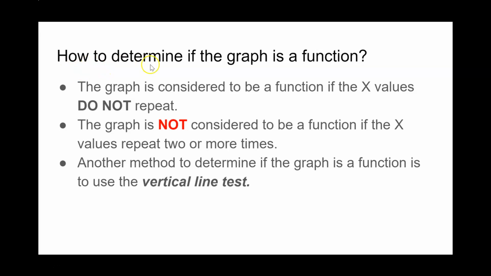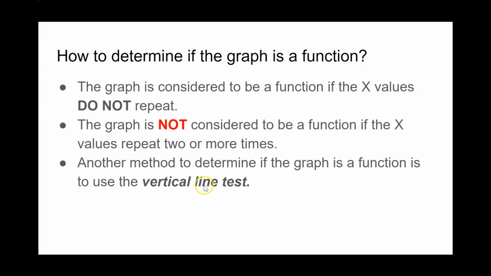So just to recap how to determine if a graph is a function now. This is how we're looking at a picture or a graph on the x and y axis. Again, it's the same thing that happens. The x values can't repeat. That means it has to only state it one time. The graph is not considered to be a function if x repeats two or more times. So if you actually see the x values repeat, then again you will put no, it's not a function.